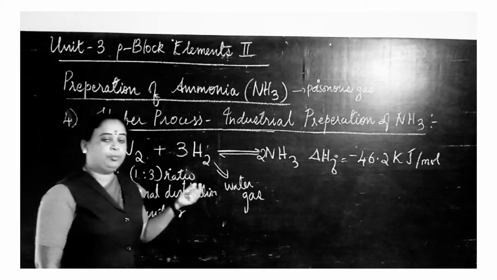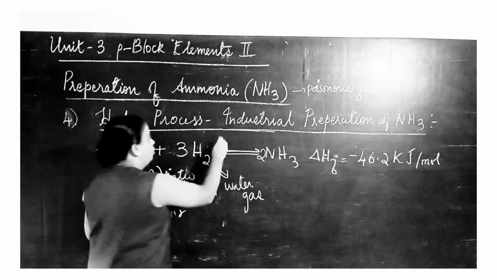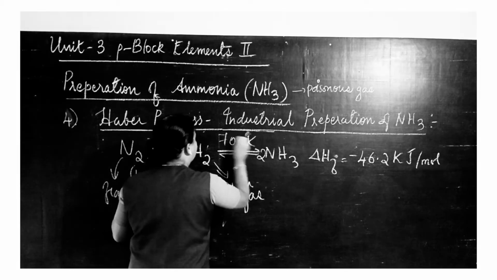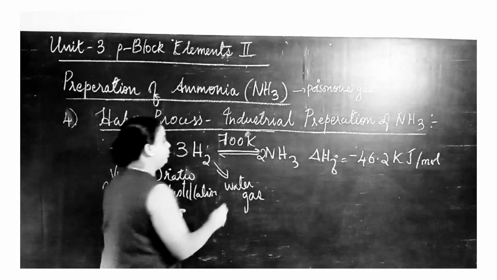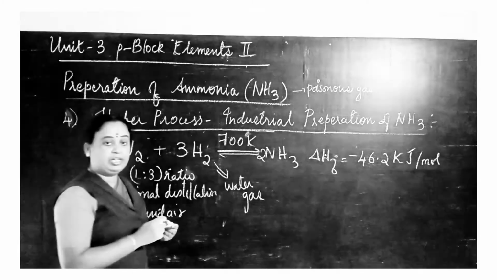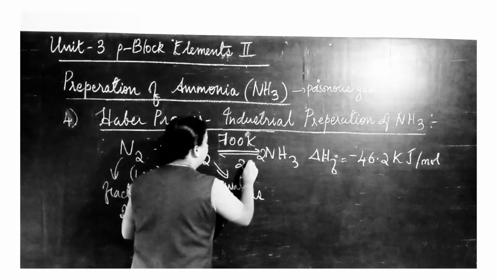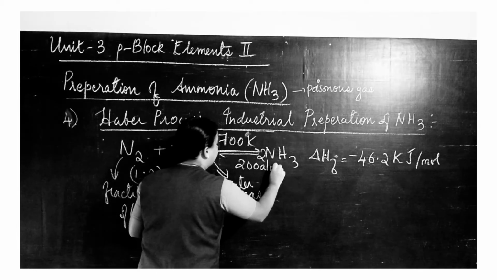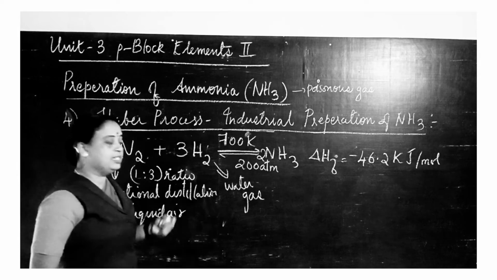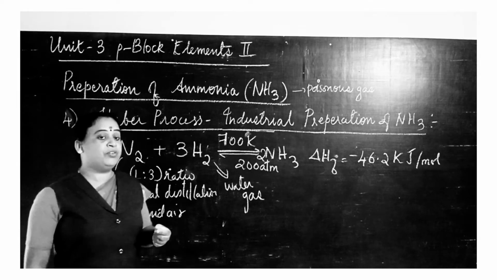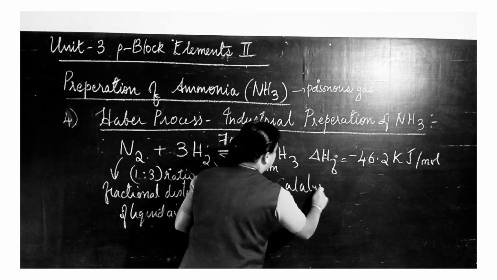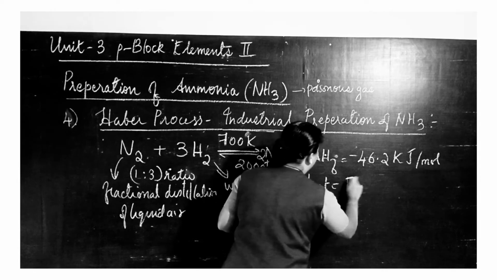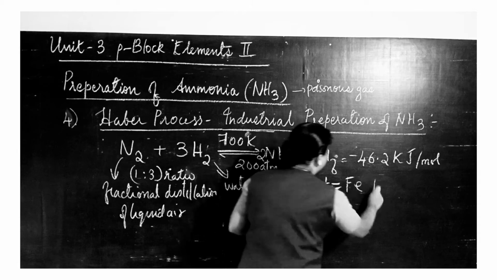Fine. So the particular optimum temperature is maintained here. So at 700 Kelvin, the optimum temperature is maintained, and a high pressure of 200 atmospheres is also maintained here, and this reaction takes place with the help of a catalyst. Fine. So what type of catalyst are you using here? So the catalyst is iron, Fe. Iron is the catalyst used.